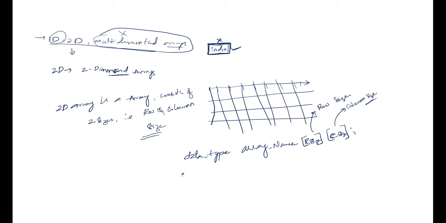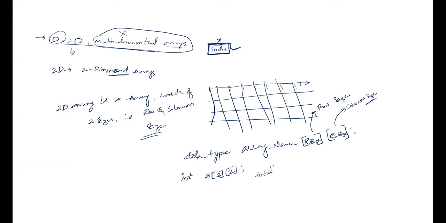Here, if I am declaring an integer type of two-dimensional array, int a of 3 and 3, it can be different sizes, but to keep it easy I am taking the same size. It can be two different sizes for your row size and column size. Yeah, 3 by 3. So 3 is the row size, 3 is the column size. So first rows and columns.